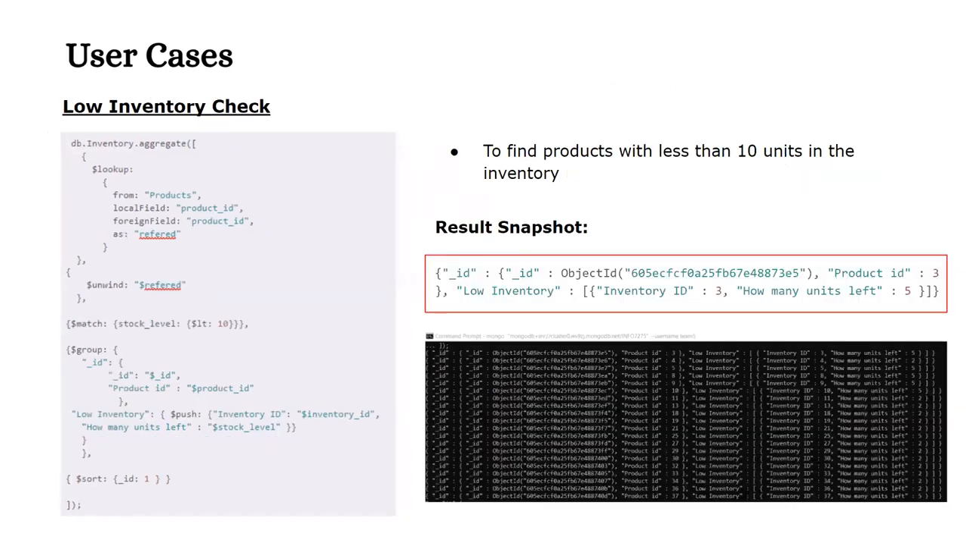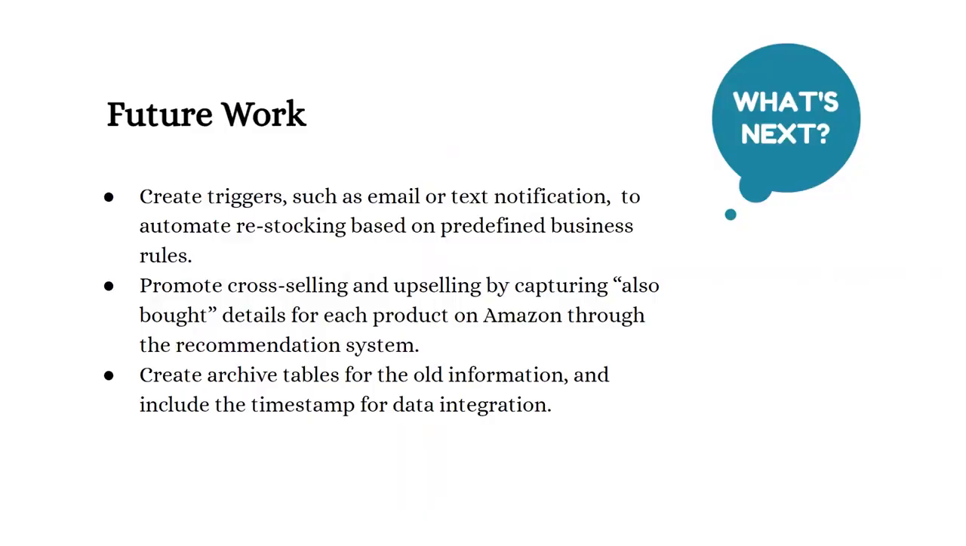Finally, we have the low inventory check, which shows all the products with less than a specific number in the inventory. In the example, we check all products which have less than 10 units. Next, please. For the future work, we can create triggers such as email or text notification to automate restocking based on predefined business rules. We need a replica database to capture the audit trail to be able to create the trigger. We don't have the replica in the current account, so we cannot create it here.